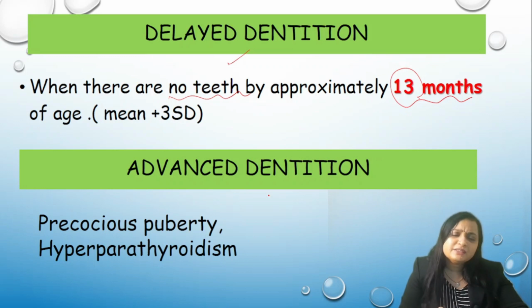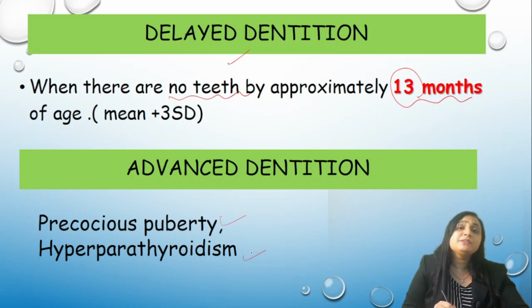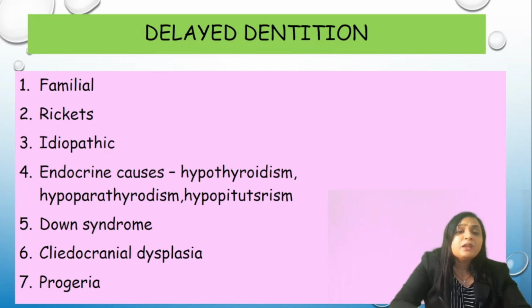Sometimes when we are discussing delayed dentition, just to complete the list, I have taken these two things. In precocious puberty or hyperparathyroidism, we may encounter advanced dentition. That will again be mean minus 3 SD.